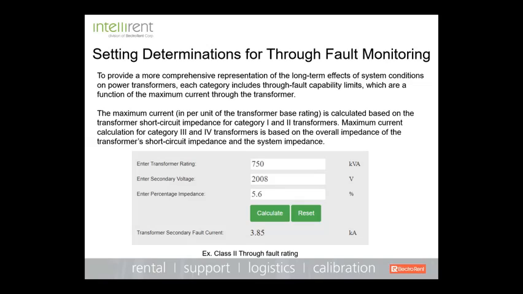And if you are going to set your through fault monitor in terms of when you want to be alerted to the through faults, you have to understand the short circuit impedance and the system impedance. And there are certain calculations that you can go through, and this one shows you a representation of the transformer rating, the secondary voltage, the percentage impedance, and that will calculate your transformer secondary current in terms of amps, in terms of what that transformer can withstand.